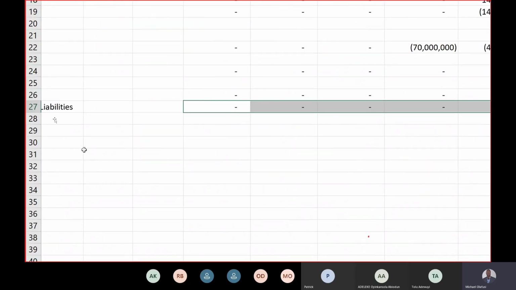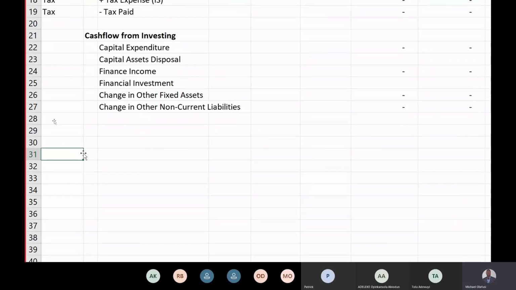And that brings us to the end of the cash flow from investing, right? Everything for cash flow from investing comes from the balance sheet, except the finance income, which comes from the income statement.